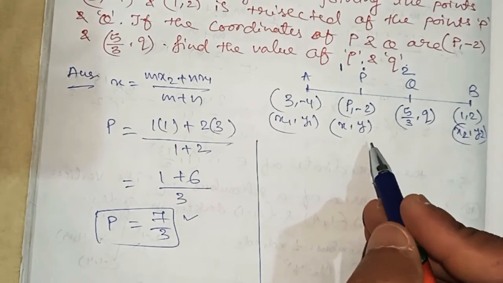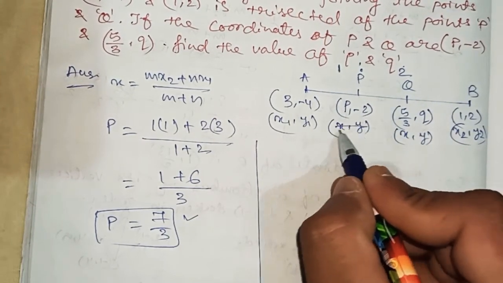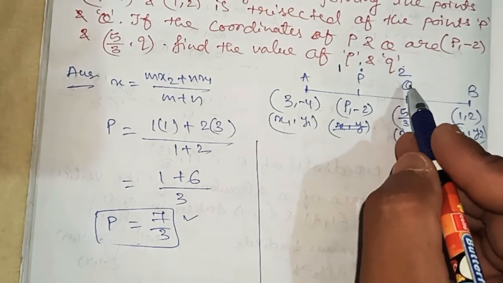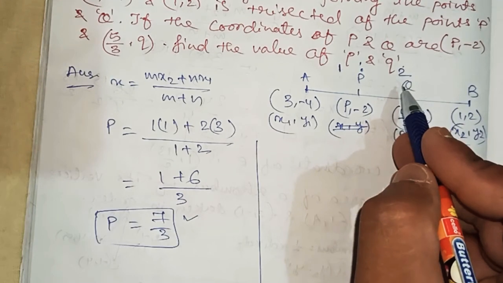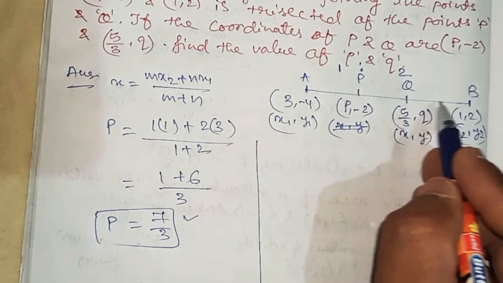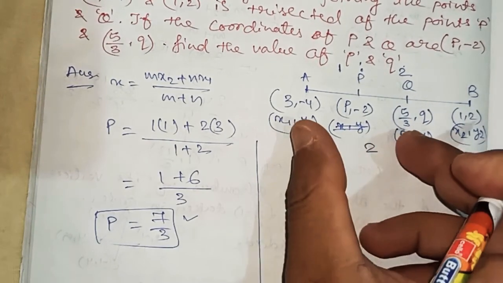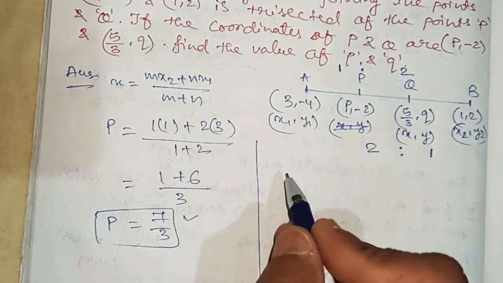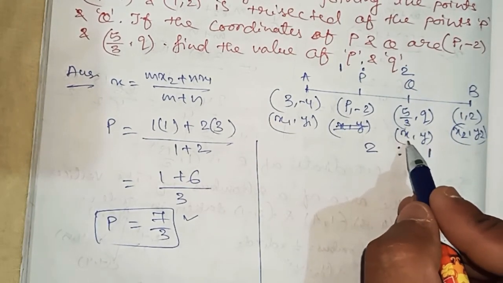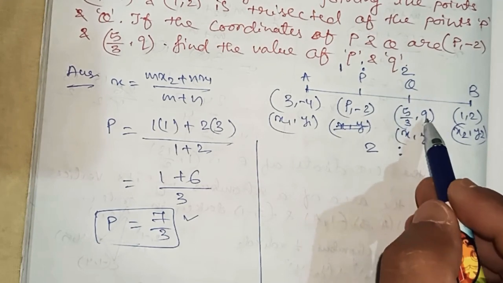We will write here x, y, the rest of the points will be the same, but the ratio will change when we are solving for q. It will become 2 ratio 1. This is 2 parts, this is 1 part. No need to write the formula of x because the value of x is already given as 5 by 3. You write the value of y here.